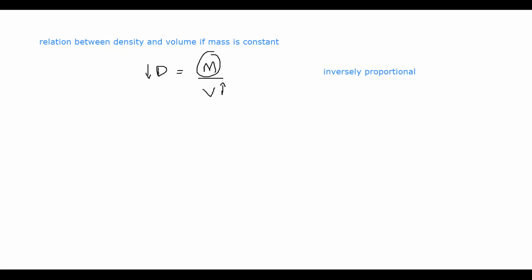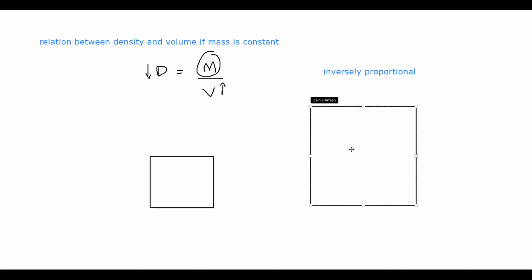So if you have two objects of the same mass but different volumes, can you identify which object has a higher density, A or B? Which has higher density or greater density, A or B? A. A has a higher density because it has a smaller volume. B has a greater volume, so it has a lower density.